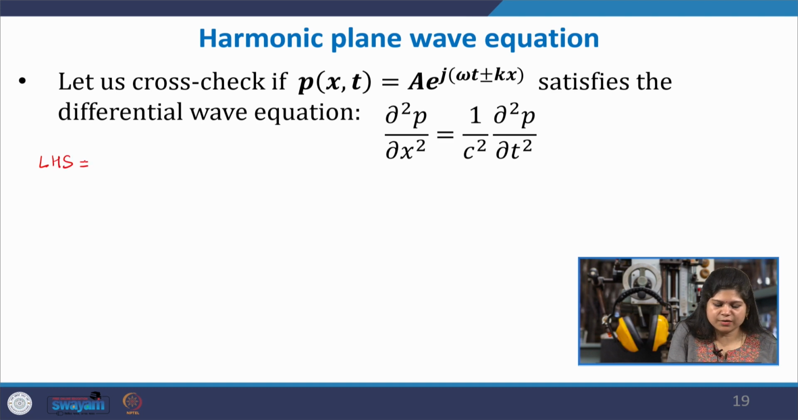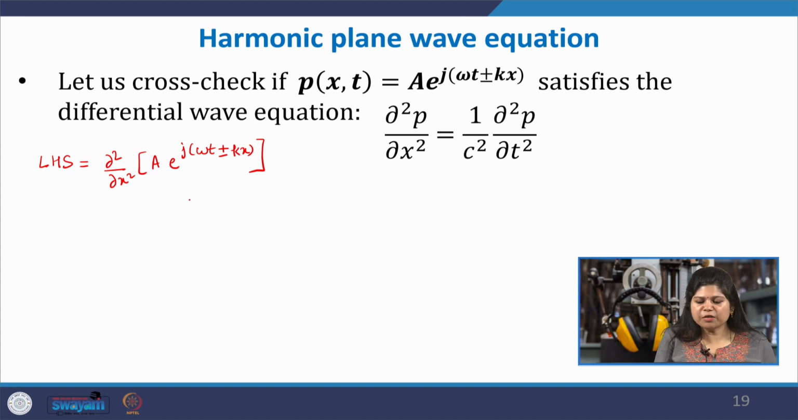So, left hand side is what? It is del square p by del x square, so del square by del x square of this thing here. Okay. So, when you differentiate it partially with respect to x, what do you get? The constant with respect to x, which is this k, comes out. So, what is the answer?